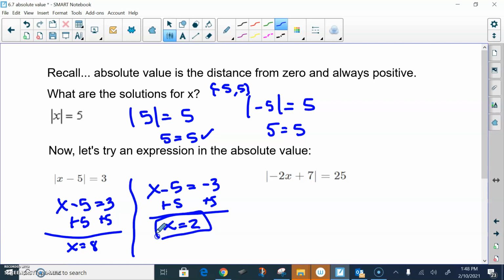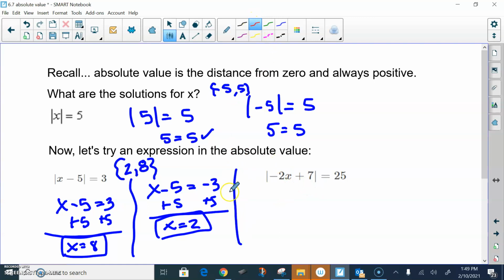And just to see what that looks like, let's substitute it back in. So if I take 8 minus 5, that gives us 3, sure enough. If I put 2 in here, 2 minus 5 gives us negative 3. We know the absolute value of negative 3 is 3, so that means there's two solutions for this one. The answer could be 2 or it could be 8. They both work. Let's try it again.